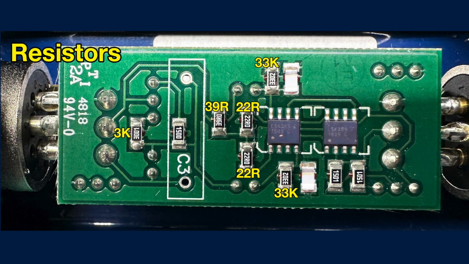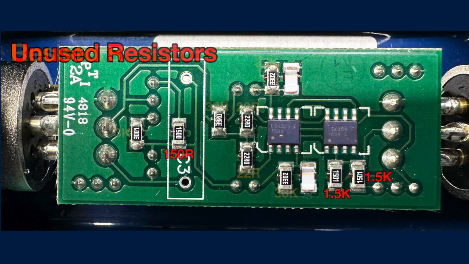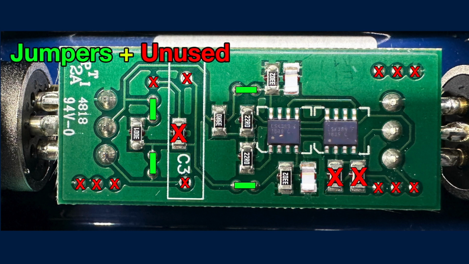It looks like the values are 3K, 33K, 22 ohm, and 39 ohm. There are also three resistors that aren't used and are connected to unused header pins. It looks like they're 150 ohm and 1.5K. Here's an overlay that shows the pins that are jumped together and the unused parts and traces.